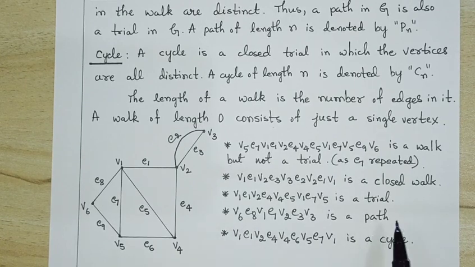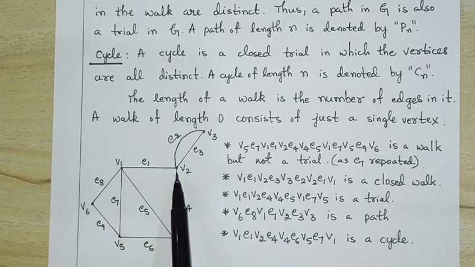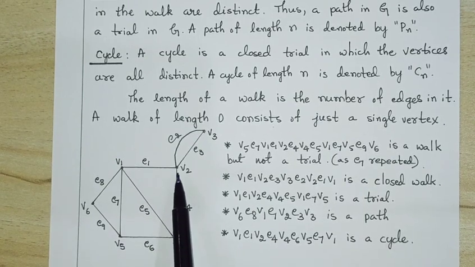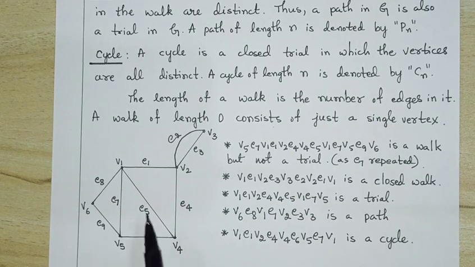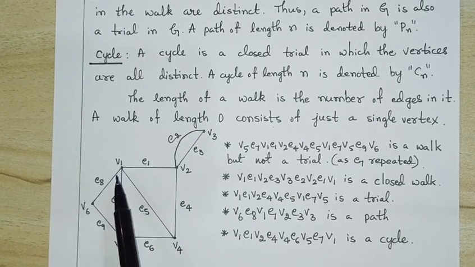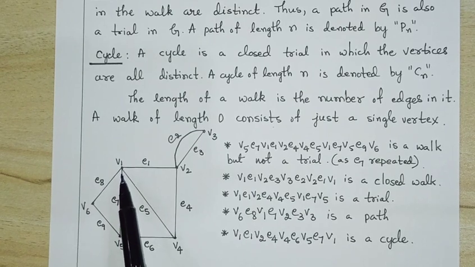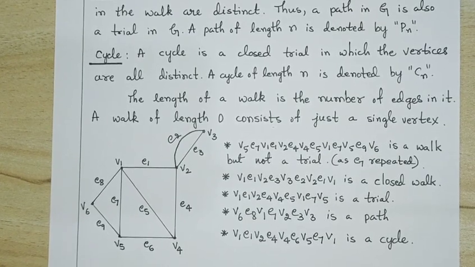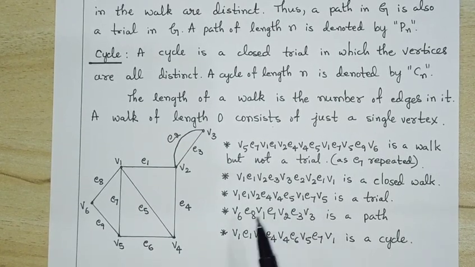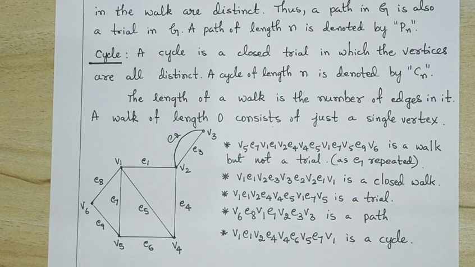And let me define it. Let me give an example for a trail. So V1, E1, V2. Okay, so E4, V4, and E5, V1, E7, V5. Okay, so this is a trail. So here in this trail, all the edges are distinct, right? E1, E4, E5, E7, all the edges are distinct. That's why it's a trail.